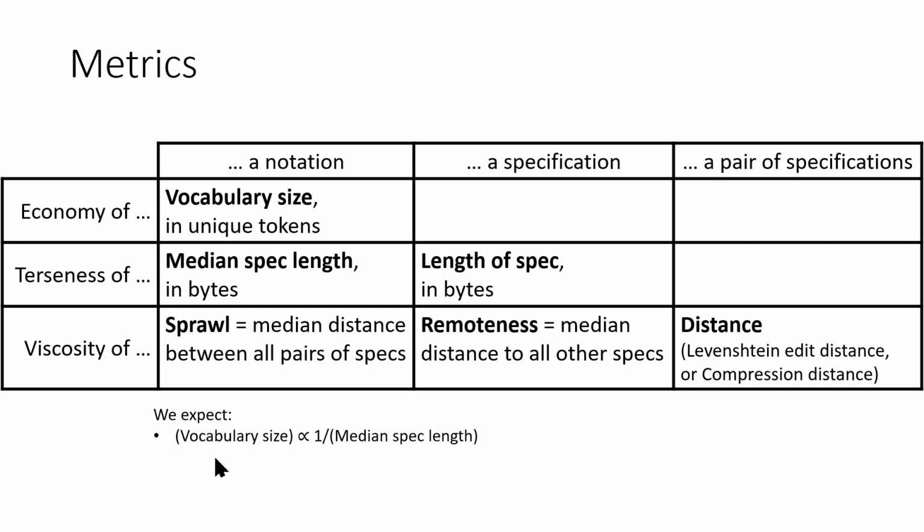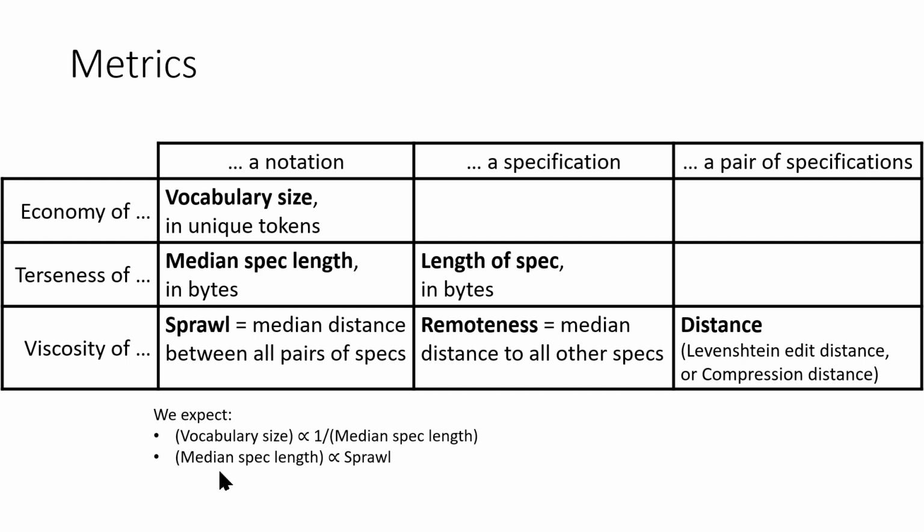So intuitively, if I have a larger vocabulary, more words to work with, each sentence in some sense should be shorter on average. So I expect an inverse correlation between vocabulary size and median spec length.